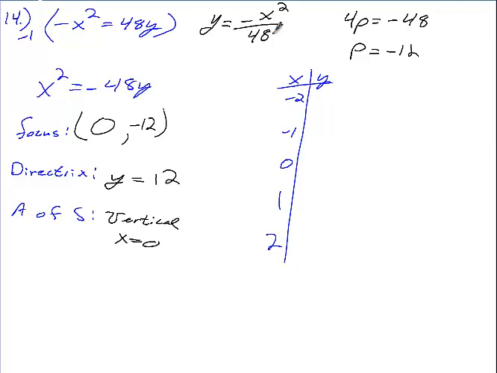Positive 4. Negative of that, so I get negative 4, right? Negative 4 divided by 48 is negative 1 over 12. And I'll leave you to find the decimal for that. Negative 1 squared is 1, so I get negative 1 over 48. 0 is a 0. Negative 1 over 48 and negative 1 over 12. So you should be able to knock those out.